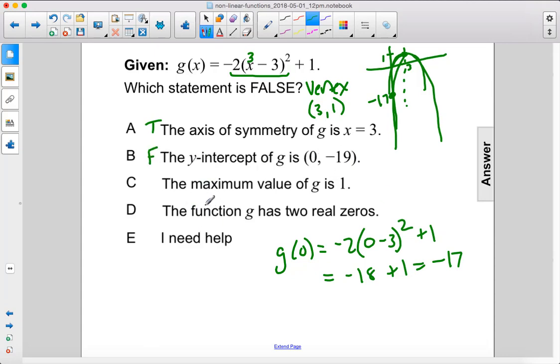Let's just go through the other two just to make sure those are also true. The maximum value of g is 1. That is true because the y value will be our maximum value, and that happens at the vertex because this is a downward-facing parabola. So that is at 1. That's true. And the function g has 2 real zeros. That is also true because, as you can see, it will be intersecting the x-axis at 2 different points. So that is also true. So the answer here is B.